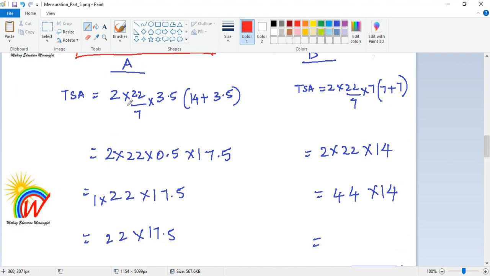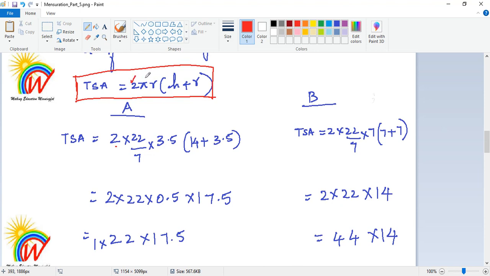So total surface area of A is going to be 2 into 22 by 7. So 2 into 2 pi. For pi I have written 22 by 7. Into r is 3.5 for A. And h is 14 plus 3.5. So here you get 2 into 22 into, see now I can cancel this. 7 5s are 35, right? Now if it is 3.5, I can put a point here. So I get 0.5. Okay. So 2 into 22 into 0.5 into 14 plus 3.5 is 17.5.